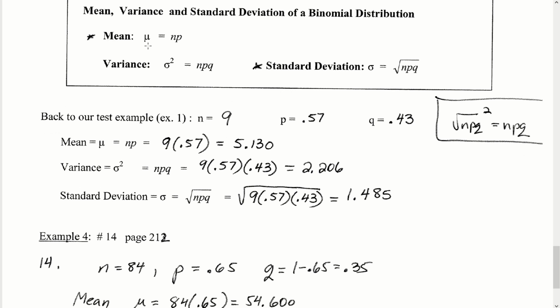The mean of a binomial probability distribution is just n times p. The variance, sigma squared, is n times p times q. And the standard deviation is the square root of n times p times q.